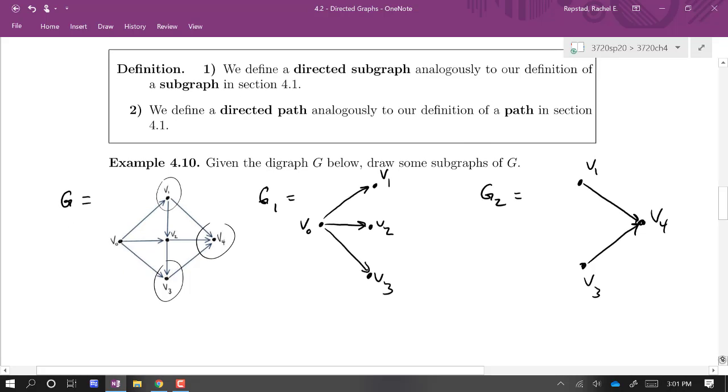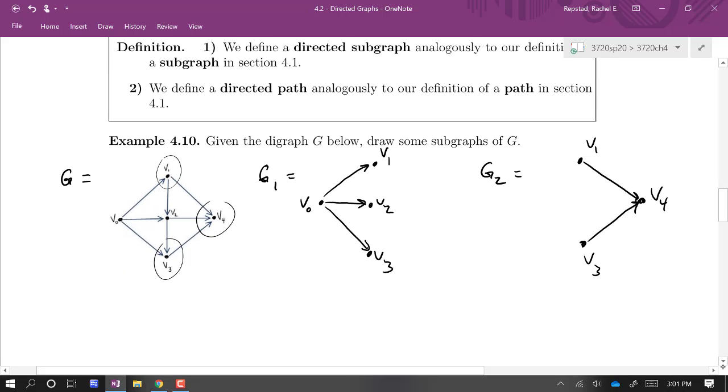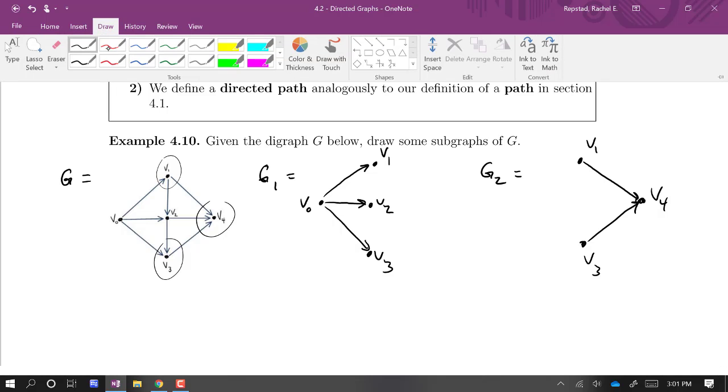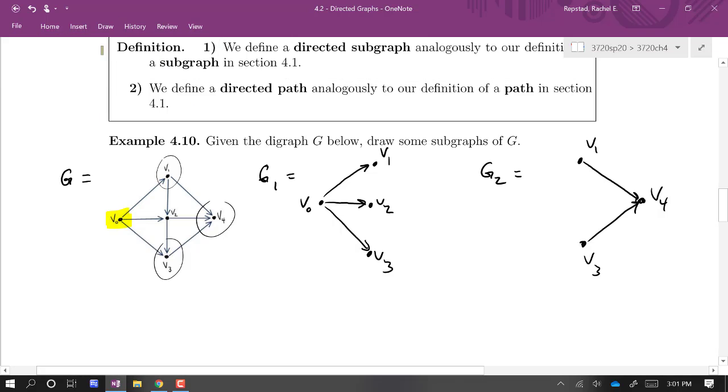Note here in this graph, some bonus information. V0 doesn't have any edges coming in, right? The in degree is 0. It only has edges going out. So V0 is a source in the graph G. And if you look at V4 here, that only has edges coming in, no edges going out. The out degree is 0. So V4 is a sink.